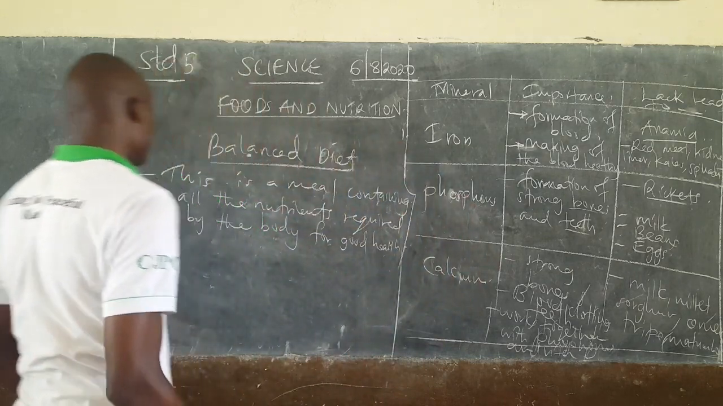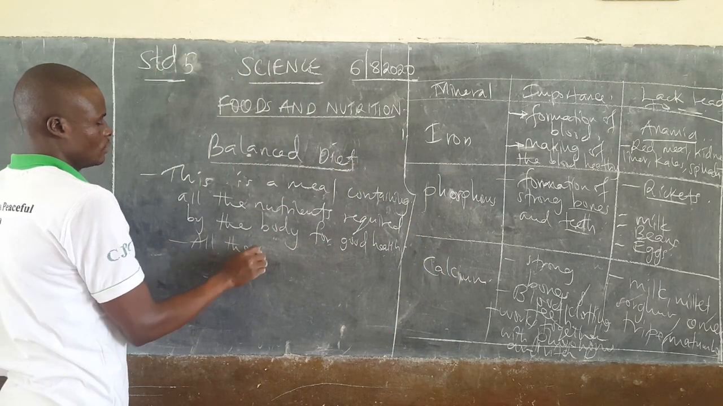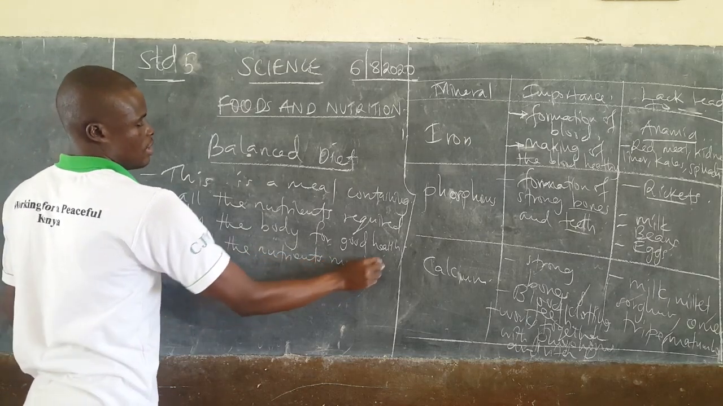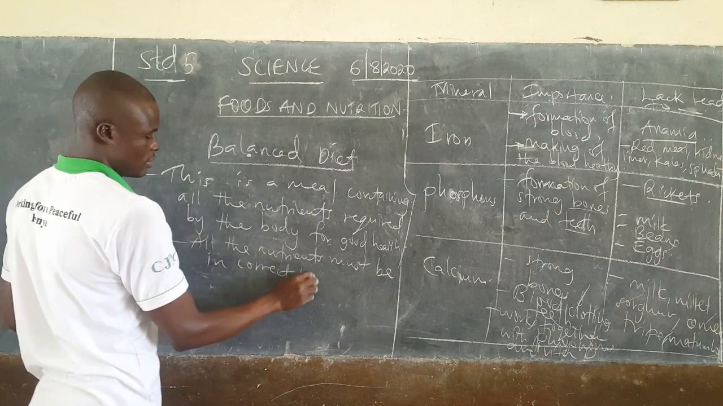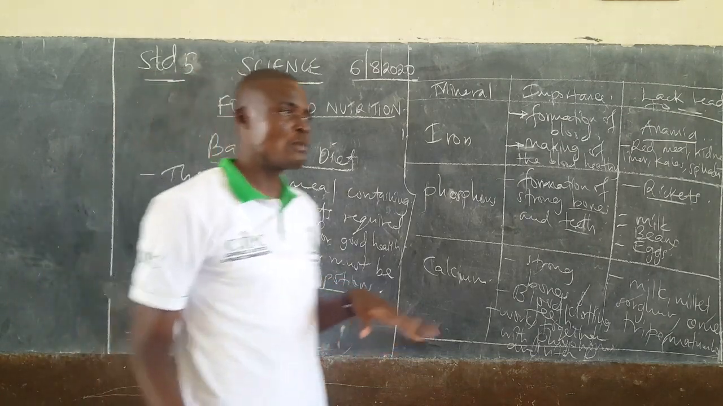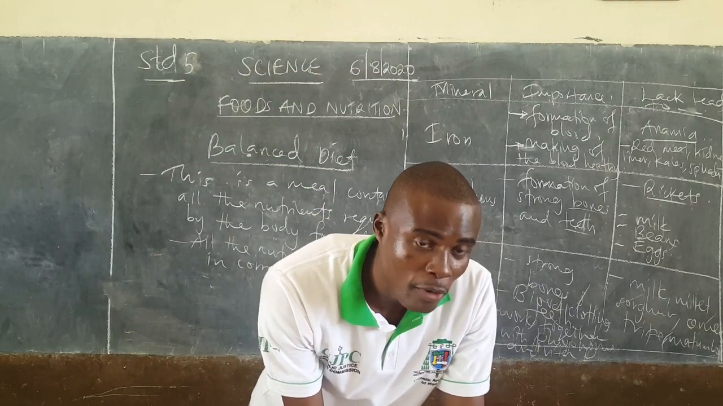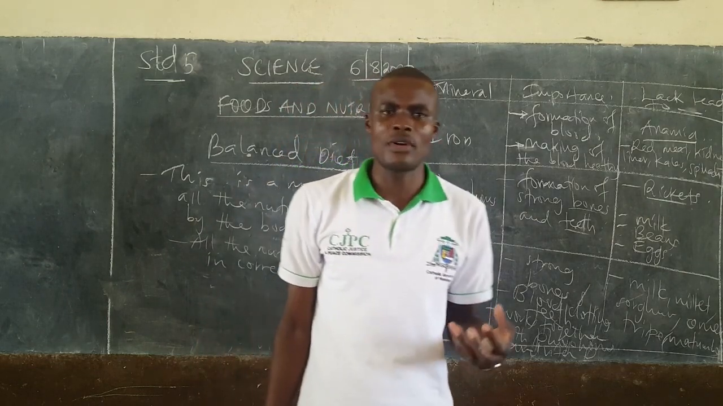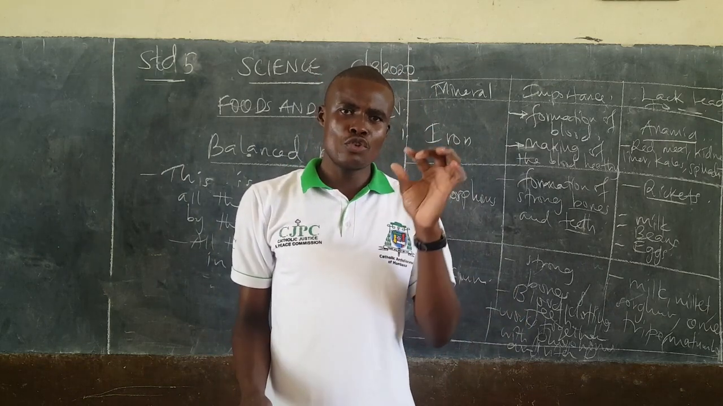So there must be correct proportion. All the nutrients must be in correct proportions. Their proportions must be okay, they must be correct. The body requires not much. I talk of proteins. Proteins should not be so much, because you should not eat more proteins than carbohydrates. So they should be in correct proportion.